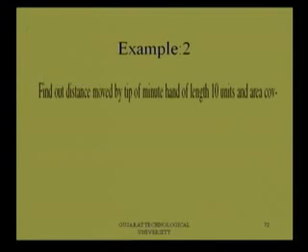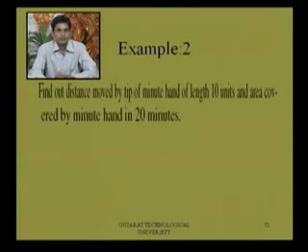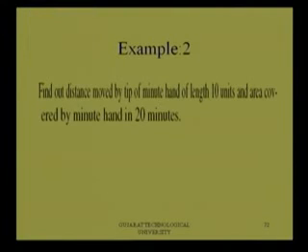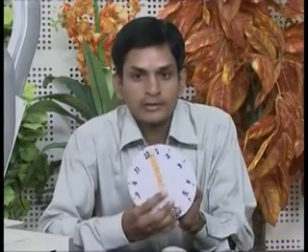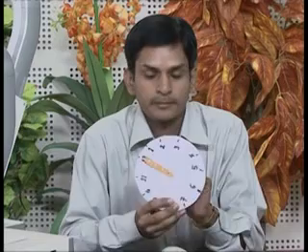Second example, find out distance moved by a tip of minute hand of length 10 units and area covered by minute hand in 20 minutes. Again I will repeat the question. Find out distance moved by a tip of minute hand of length 10 units and area covered by minute hand in 20 minutes. We will try to understand this example by watch. You can see here it is a watch and this is a minute hand, length is 10 centimeter.